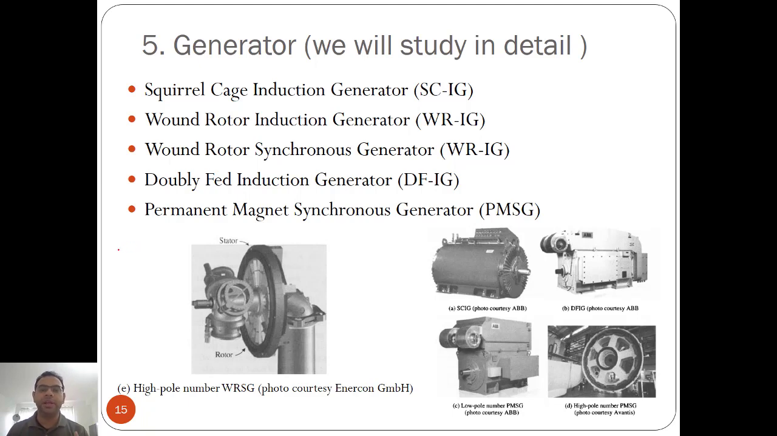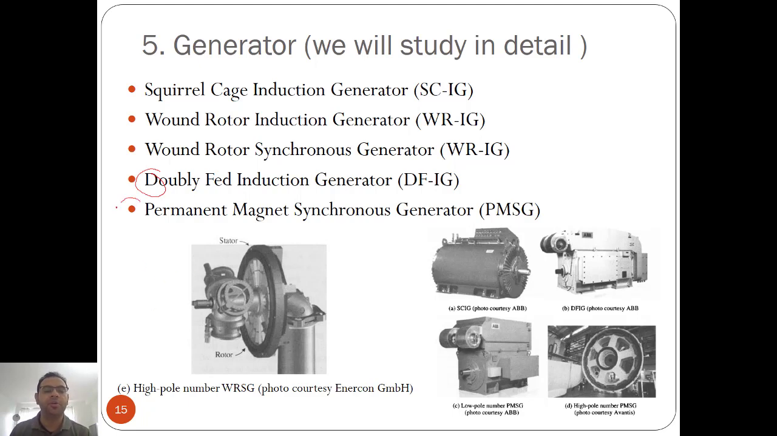It can be available both in induction as well as synchronous configuration. Then the fourth one, this is the most important type of generator, the doubly fed induction generator, that we will discuss in detail. It has two windings, field winding as well as armature winding, and both are fed. That's why it's called doubly fed induction generator.